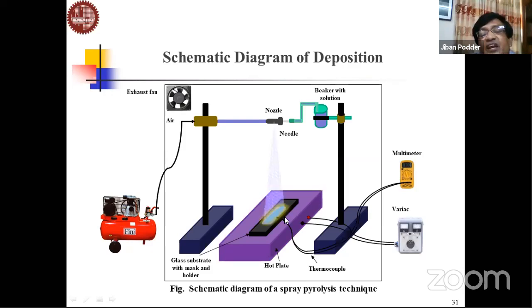In this process, we use a plain glass substrate. The temperature is controlled by the variac, and we can control the temperature and measure it with an optical device, the pyrometer, or we can also measure it with a thermocouple.